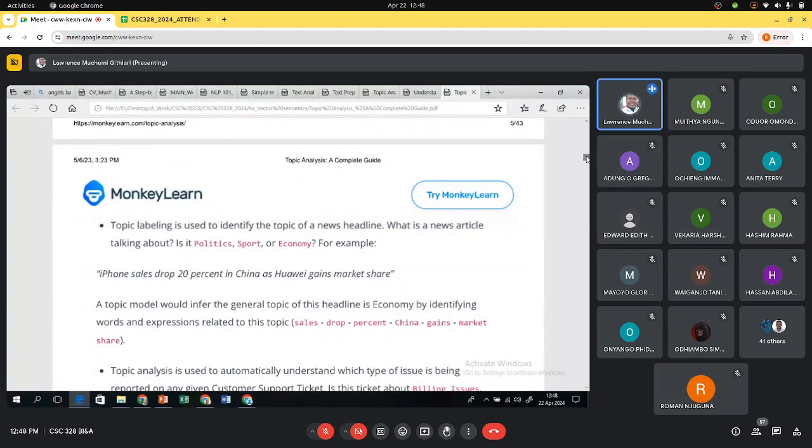So topic labeling is used to identify the topic of a news headline. What is the news article here, for example? Is it politics, sports, economy? So these are the labels you can have. Like this one: iPhone sales drop 20% in China as Huawei gains market share. Is that politics? Is it sports? Or is it economy? Of course, you can tell this is about the economy. And we want to be able to use machine learning to know this.